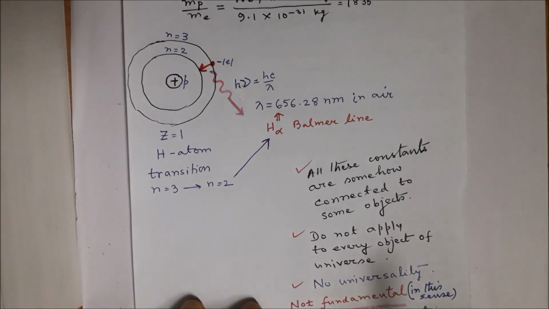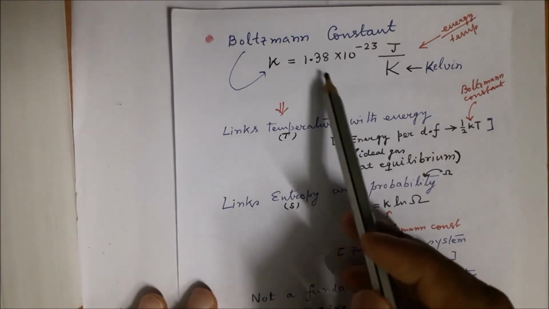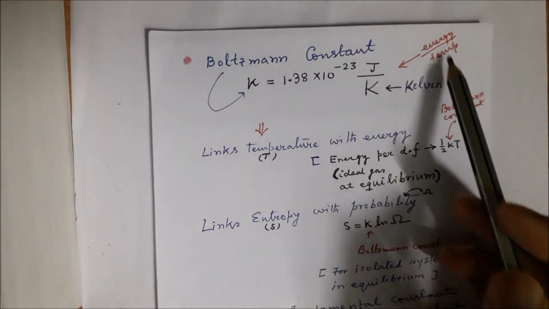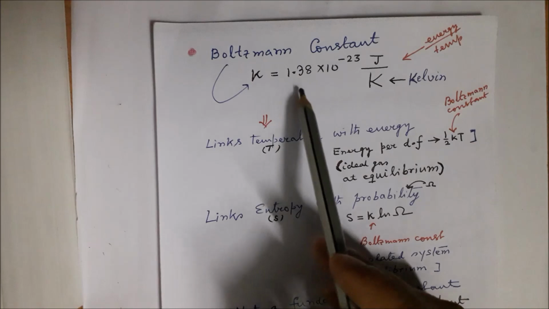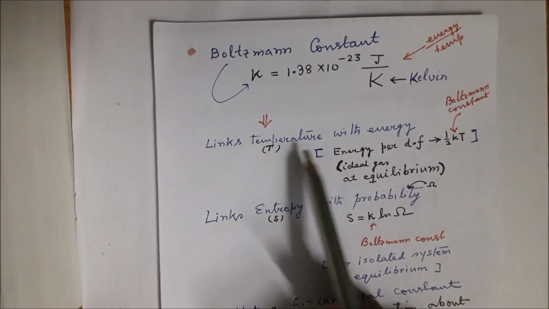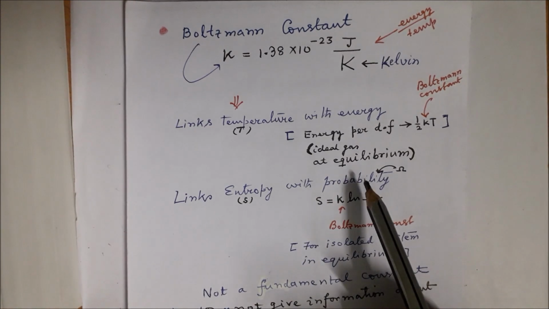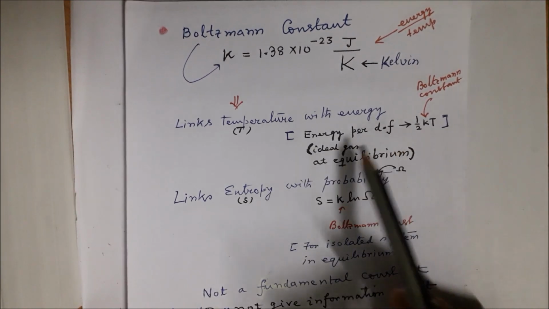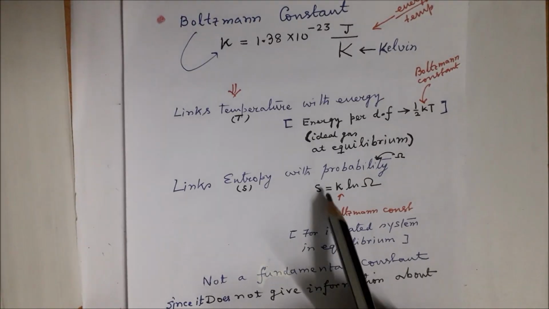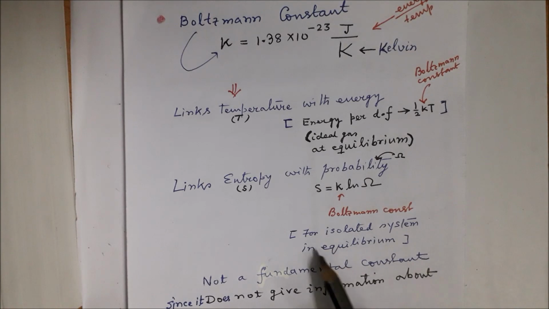Let us speak of another constant which is called Boltzmann constant, and its value is written over there, 1.38 times 10 raised to the power minus 23 joule per Kelvin. So it's energy by temperature. Now this Boltzmann constant is an extremely important constant in physics that is widely used, and it links temperature with energy, as well as it links entropy with probability. Now energy per degree of freedom of an ideal gas at equilibrium is given by half kT, while the entropy is related to thermodynamic probability through this relation, and this holds for isolated system in equilibrium.